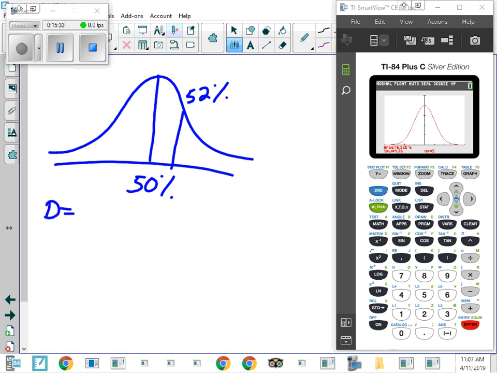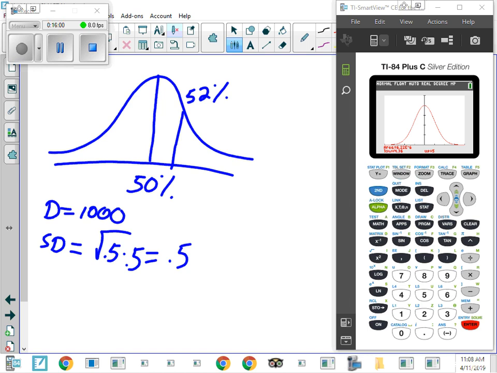My D is 1,000. What SD am I going to use? The 50 or the 52? The 50. You always use the center as the SD associated with the center when you can. When you can't, then you substitute in the other one. So I'm going to do the SD shortcut, the square root of 0.5 times 0.5, which we already know is 0.5.